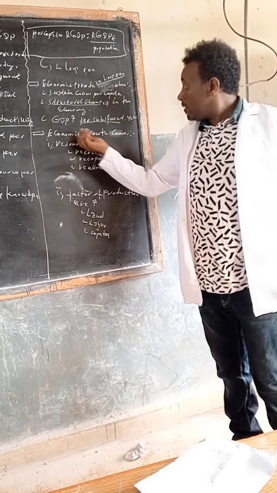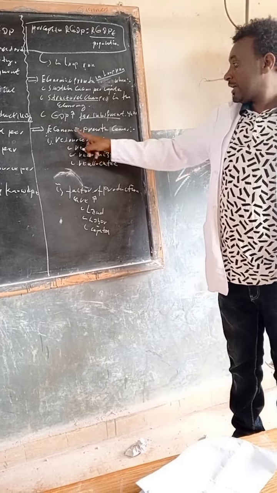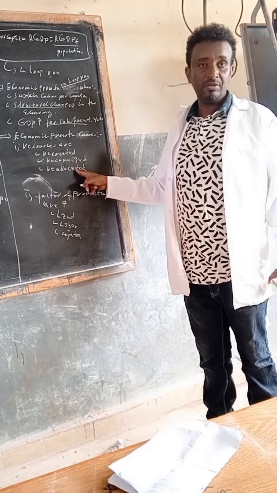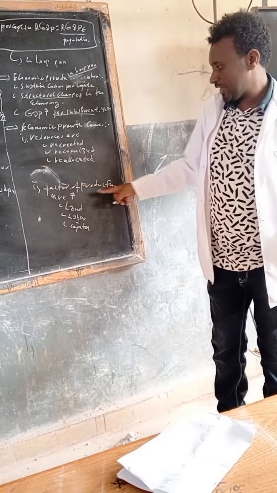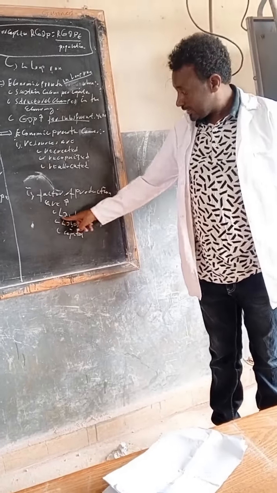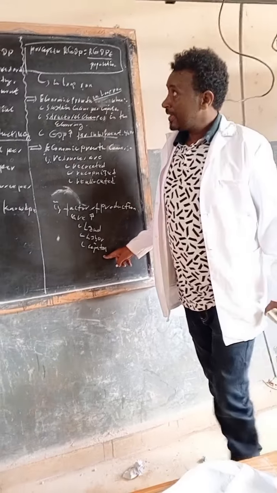Generally, economic growth comes when resources are reallocated. Or economic growth comes when factors of production are increased. What are those factors of production? The first one is land, labor, and capital.